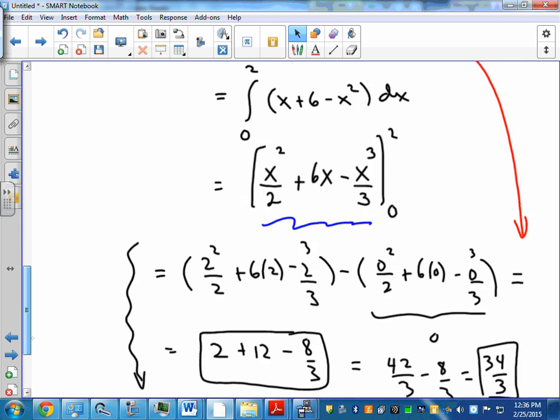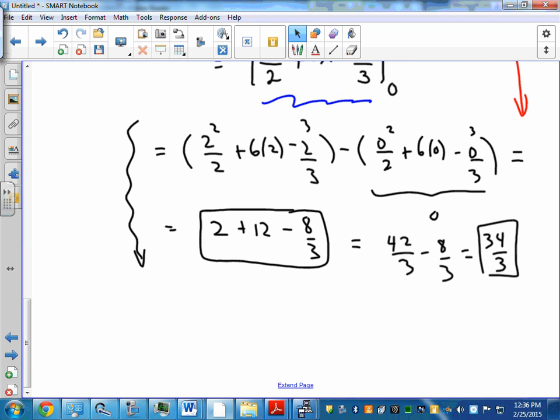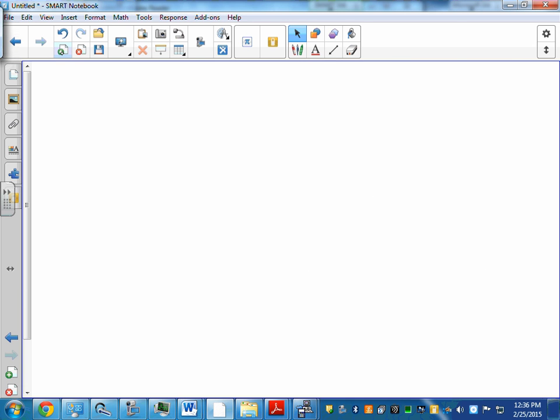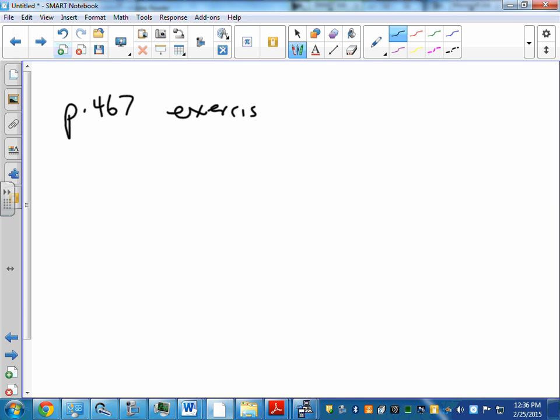Okay, so that's example 1 out of the text. And I'm going to go to the exercises, and I'm going to do exercise 2. I would like you to do exercise 1. This is on page 467, exercise number 2. It has a picture given to us nicely.